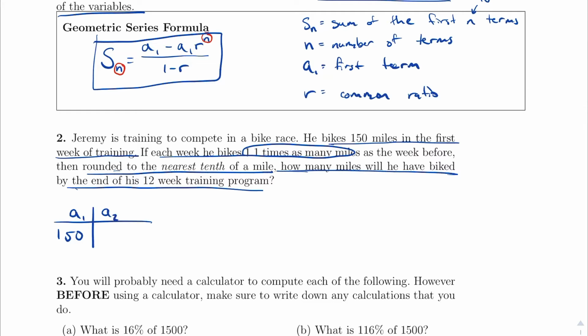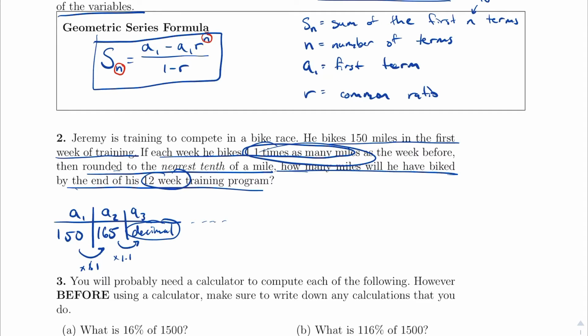In the second week, he's going to bike 1.1 times as many. So we multiply this by 1.1, and I believe we get 165. Just check that calculation. Next up, if we multiply it by 1.1 again, it will tell us how many miles he's biked in the third week, but it's kind of a decimal. And what this starts to hint at is this idea of, yeah, we could find all 12 weeks and then add them up, but this is going to be a pretty arduous process because of getting decimals.